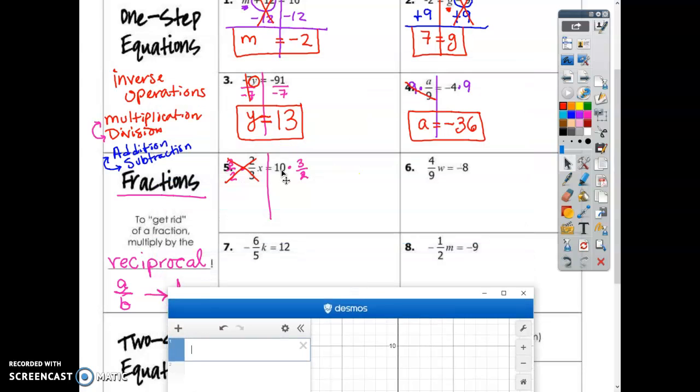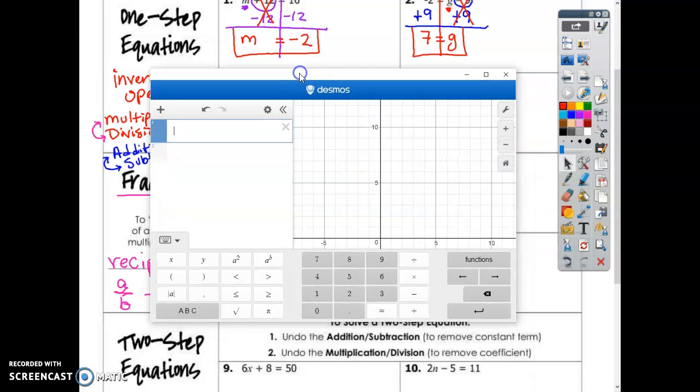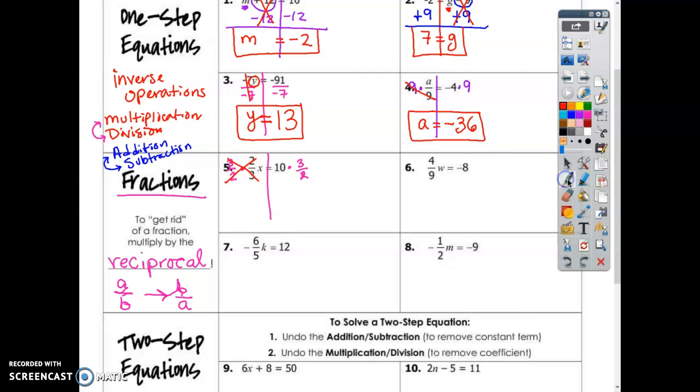But we are multiplying 10 times 3 over 2. So 10 times 3 divided by 2 gives you 15. This is your answer. Okay? So let's write that down. X equals 15. Okay? You're going to do this one right now in a little bit.